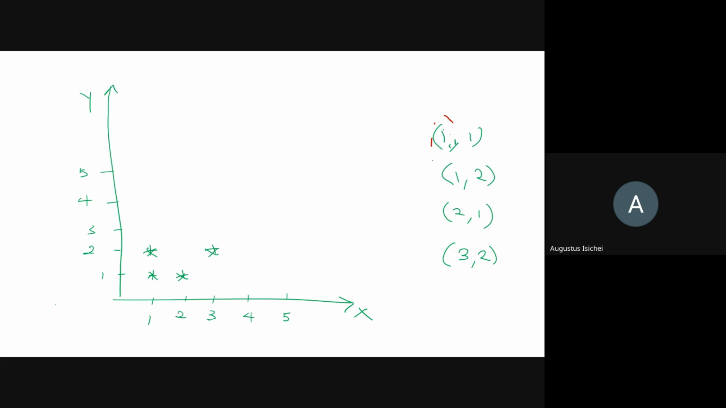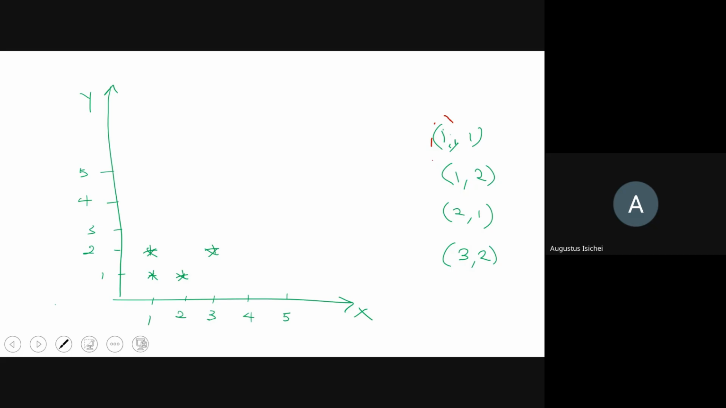So these are the x-axis here. What is happening? These are the x-axis here. I will add them together: 1 plus 1 plus 2 plus 3, and divide it by 4.